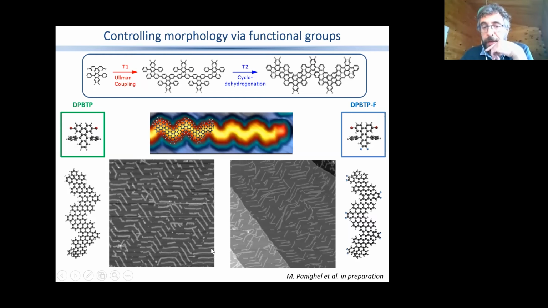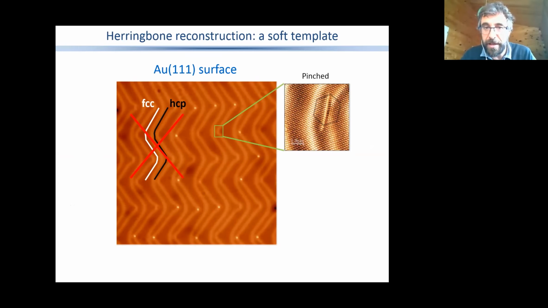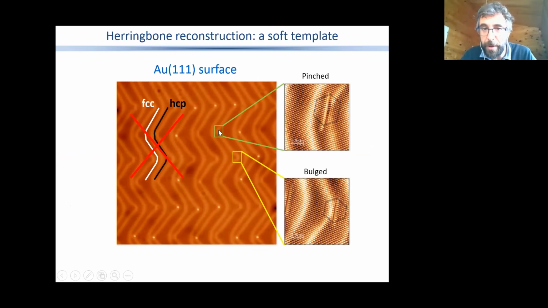So what we need is not only a less interacting or softer template, but we also need less interacting molecules in order to have a different interaction with the substrate. And if you have that, then you can use a different template that this surface is offering you, and it's the kinks, okay? Here you have the kinks of these domain boundaries, and these are shown with atomic resolution.